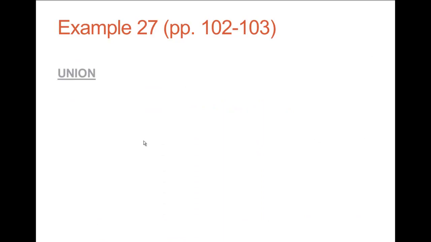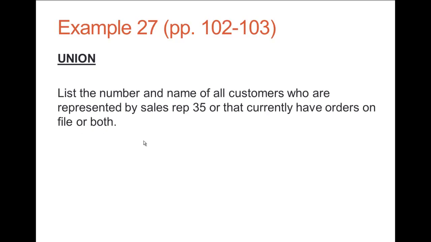Example 27 introduces the union function and begins on page 102. A union of 2 tables is a table containing all rows from the first table and the second table, or in other words, rows from both tables. In this case, I want to list the number and name of all customers who are represented by sales rep 35, or that currently have orders on file, or both.